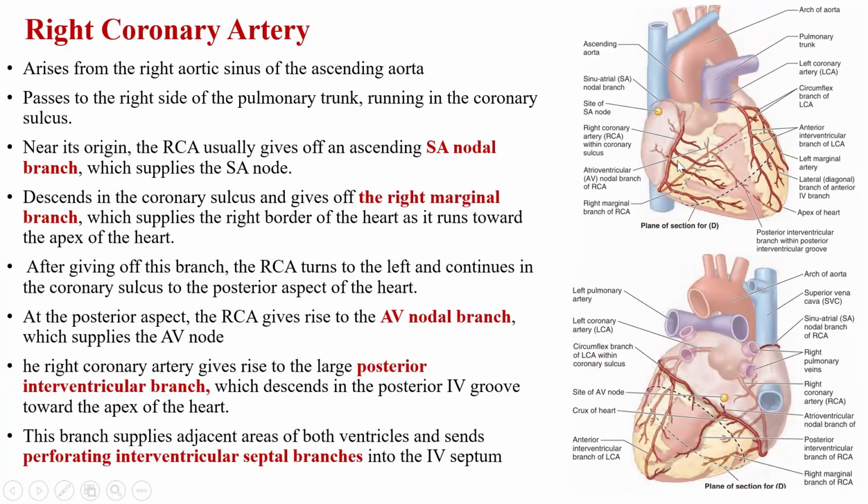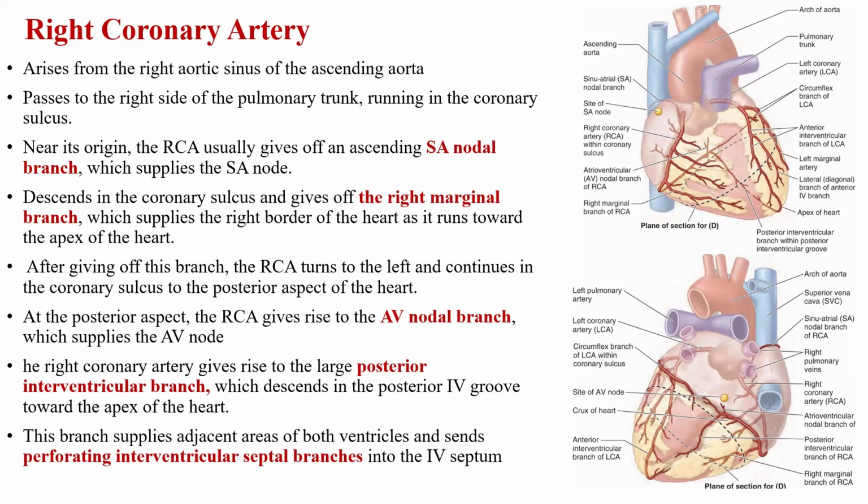Near its origin, right coronary artery, you can see it gives off an ascending branch, that is the SA nodal branch, which supplies the SA node. This is the SA node located near the superior vena cava opening, just at the upper extremity of the sulcus terminalis, or internally crista terminalis.